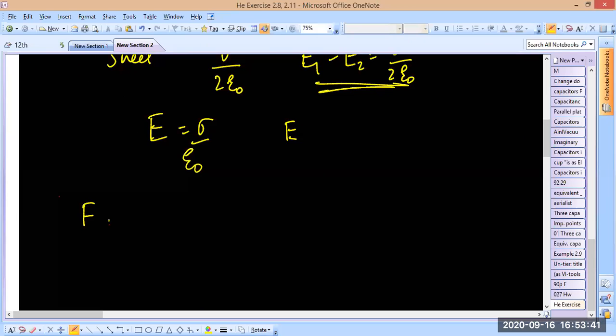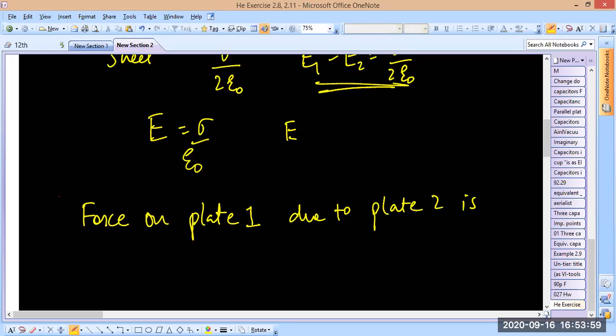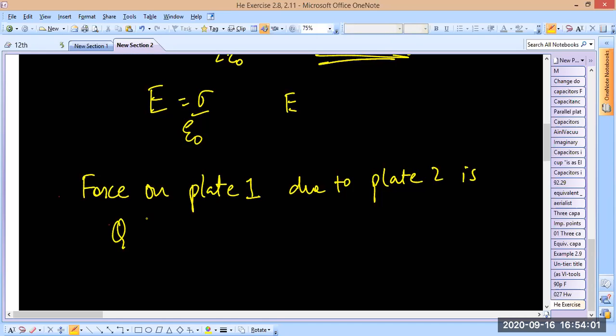Who's going to apply force on plate 1? Obviously plate 2, right? Plate 1 cannot apply force on itself. So the force on plate 1 due to plate 2 is Q into E2. Yes or no? Charge into electric field, easy as that. But what is E2?